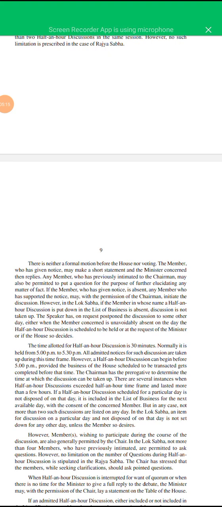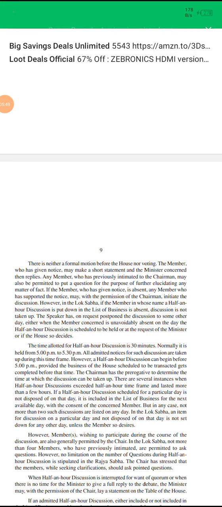However, in the Lok Sabha, if the member in whose name a half an hour discussion is put down in the list of business is absent, discussion is not taken up. The Speaker has, on request, postponed the discussion to some other day, either when the member concerned is unavoidably absent on the day the half an hour discussion is scheduled to be held, or at the request of the Minister, or if the House so decides.